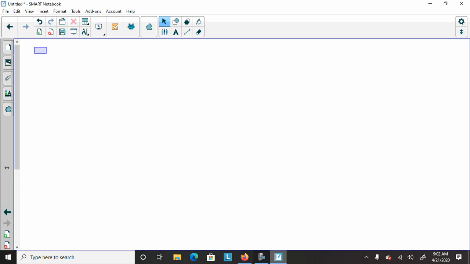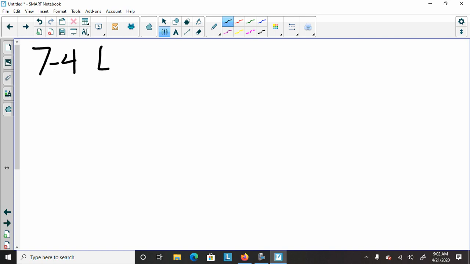Okay, today we're going to do 7-4. Oh, I'm going to turn the pen on. 7-4. And these are properties of logarithms. So I'll just say log properties.